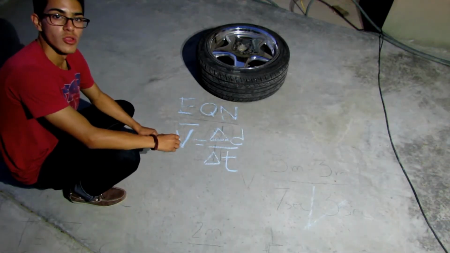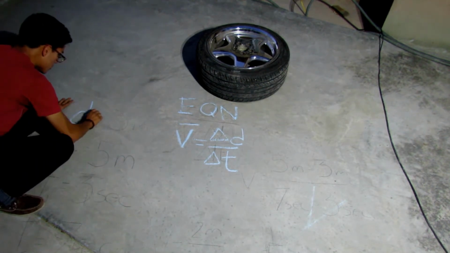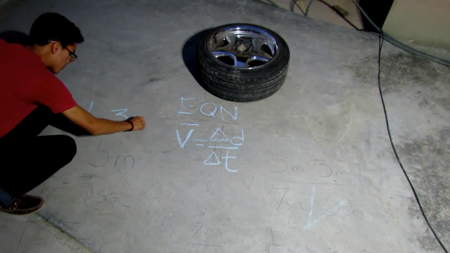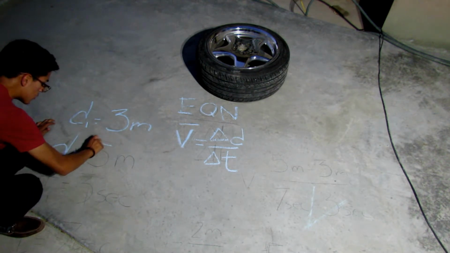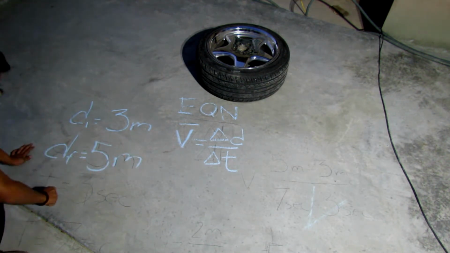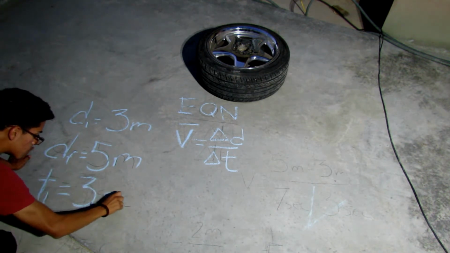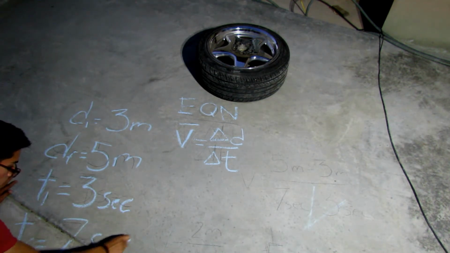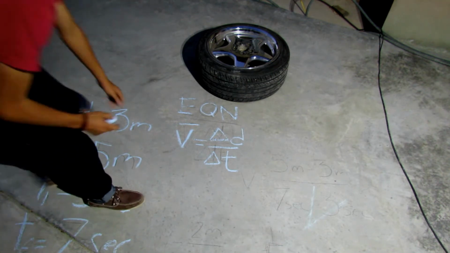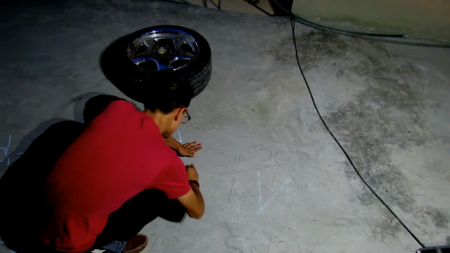In the tire we threw earlier, we figured out the values of initial displacement being 3 meters, final displacement being 5 meters, initial time being 3 seconds, and final time being 7 seconds. Let's use these values and plug them into this equation. Now that we have the equation, let's find average velocity.